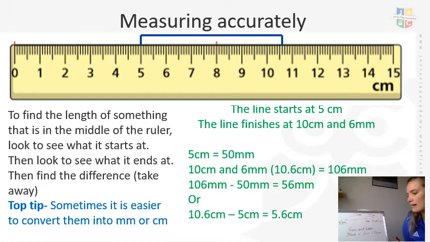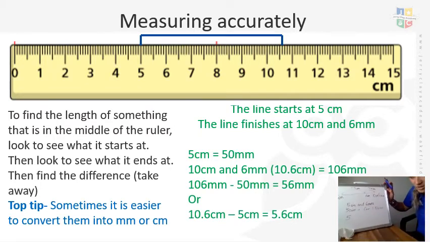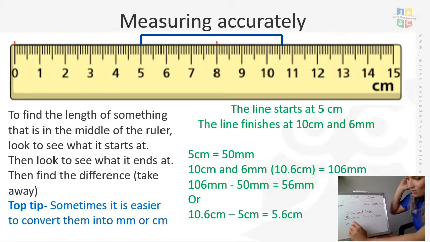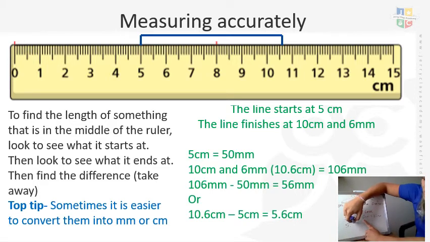Alternatively, we might want to write it in centimetres, so I know we've got 5 whole centimetres. Put your decimal point in, just turn it down a bit, and then we have got 6 remaining, so we've got 6 left over, and because we were talking about whole centimetres, we would put centimetres at the end of it so that it would look something like that.